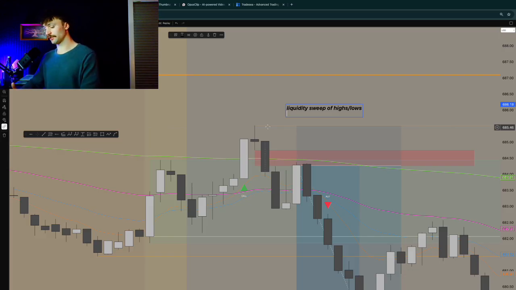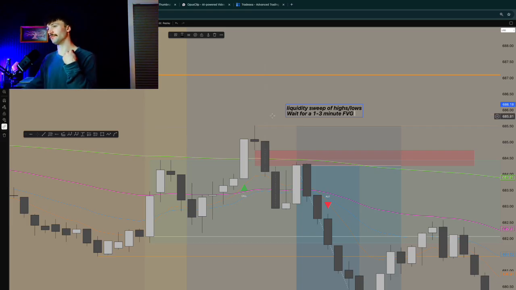Now, after we do see this liquidity sweep of highs or lows, you guys are going to laugh at how easy this strategy is. Wait for a 1 to 3 minute fair value gap. You guys can wait on a 5 minute, but I really don't like to. So wait for a 1 to 3 minute bearish or bullish fair value gap, obviously opposite of the direction that price is moving. So if we see that we sweep highs, well, you want to see a bearish gap. If you see that we sweep lows, well, you want to see a bullish gap.